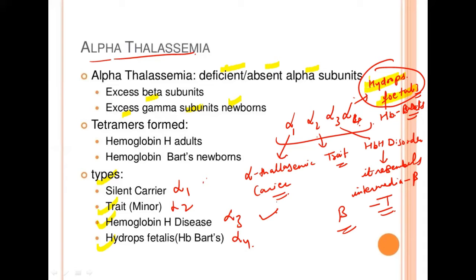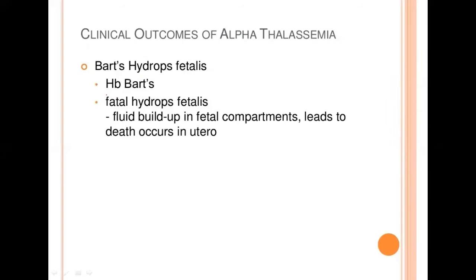So this is actually very important. Hydrops fetalis, you'll get a direct question. From all of them, you can get a question: Hb H disease, trait, in case of minor alpha thalassemia, and hydrops fetalis, Hb Barts. Right? Now come to the peripheral smear of alpha thalassemia.